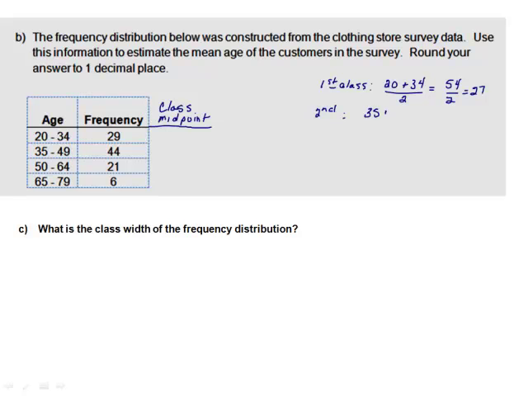Class midpoint for the second class would be the average of the 35 and the 49, which would be 42. For the third class, we would end up with 57. And for the last class, the average of 65 and 79 is 72.